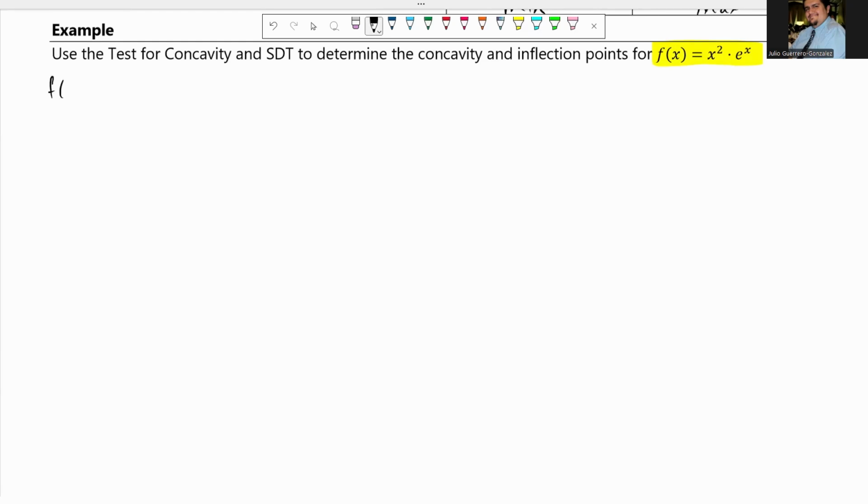Now I'm going to write down some stuff here. So f of x, I'm going to start with the regular, x squared e to the x. From the first derivative test, we know what f prime was. f prime was x e to the x times x plus 2.